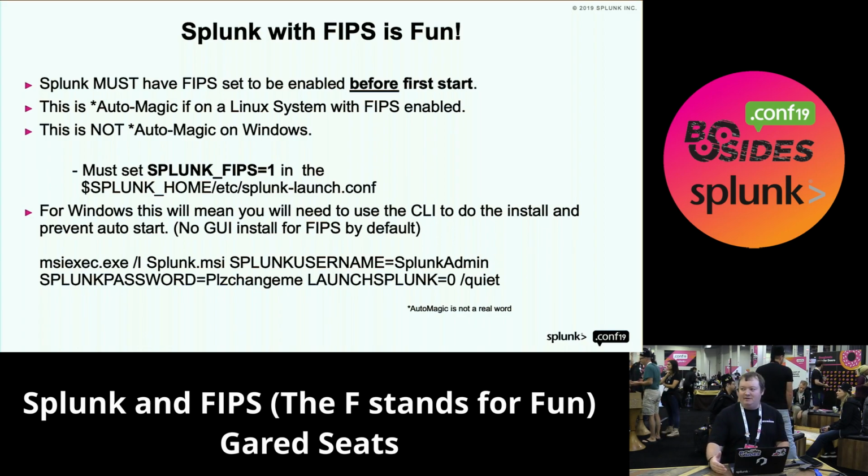The basics to get it running in FIPS mode, by the way, is you have to create this splunk-launch.conf file in your Splunk home, which is like C:\Program Files\Splunk by default for Windows, /opt/splunk, etc. in Linux land, or wherever you want it to live. You must set this variable SPLUNK_FIPS=1, just anywhere in the conf file.